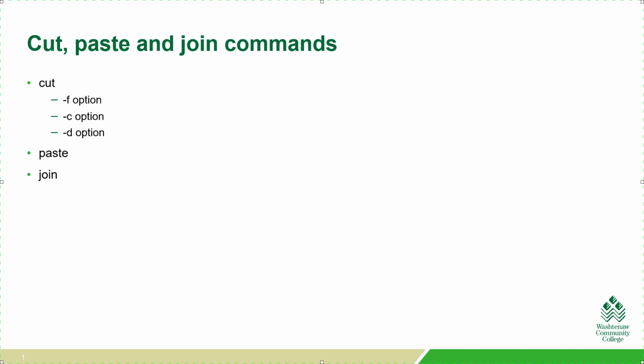We also looked at the paste command that basically just pastes two files together. And we looked at the join command that's very similar to the paste command, except it needs to have a common column in each file to be able to join on. You don't have to specify what that column is. You just write join, and it will look for the matching column.